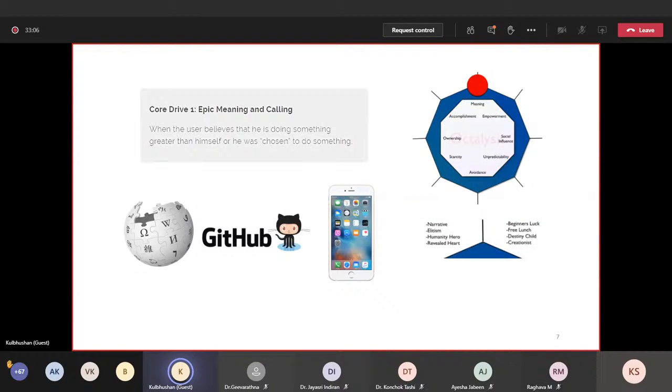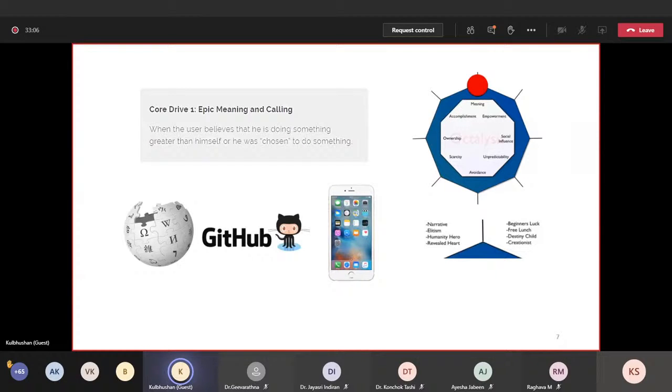So you can see the first core drive can be in a positive way, can be in a neutral way like this. Ultimately, it drives the people to take more part in the activity. So if you are gamifying your activity, you want the people to spend more time on your gamified activity. You can introduce such kind of rules or game mechanics which appeal to this first core drive. That means people are doing some good work or something.